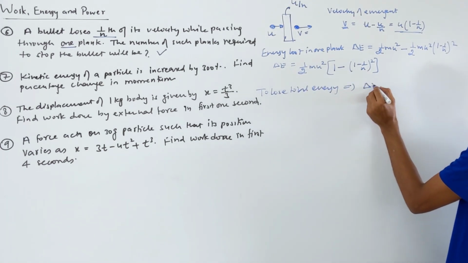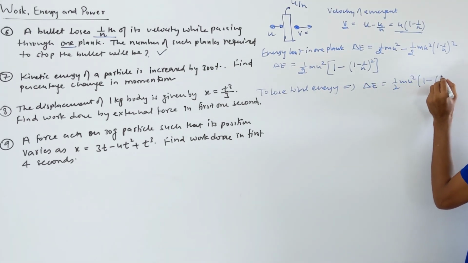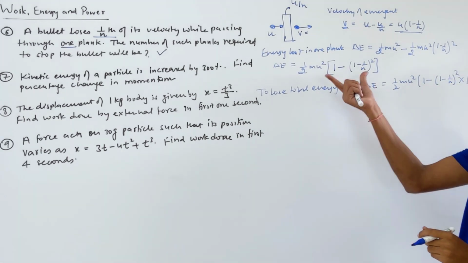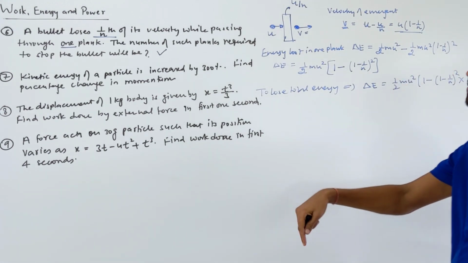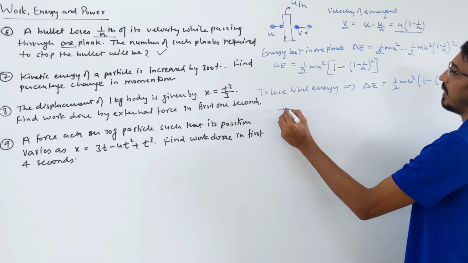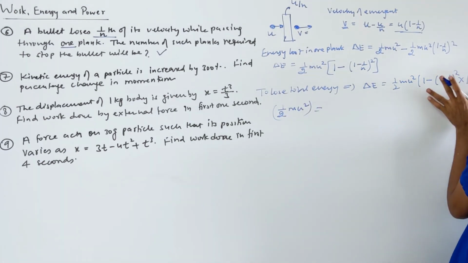N planks. How much energy do you want to lose? Total energy. So del E should be equal to what? This term, half m u square into 1 minus 1 by n, whole square, into n. This is the energy lost in one plank, this is the n number of planks, and this is the total energy lost. Total energy means how much initial energy we have, that we want to lose. So you can simply write half m v square. This is the total energy we have which we want to lose. So that is how the answer comes.